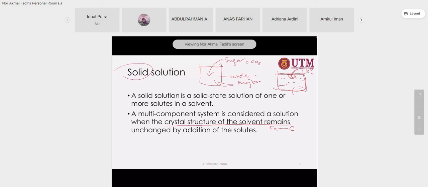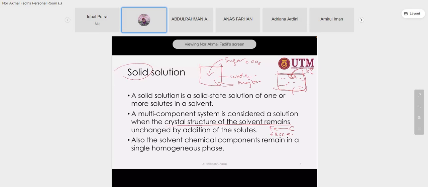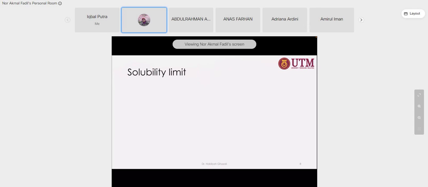When we add carbon to iron having a BCC structure, it doesn't change the original BCC structure. So it still maintains a solution condition. Also, the solvent chemical component remains in a single homogeneous phase. But when the alloying elements try to dissolve in the solvent, there are some limits.